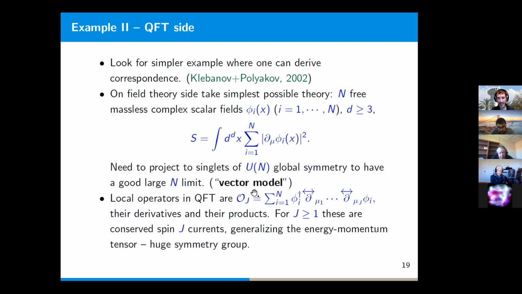It turns out that all these currents O_J for any spin J are conserved. For J equals 1, this is just the generator of the U(N) global symmetry. For J equals 2, this is just the energy momentum tensor. But also for higher spin, these are still conserved currents. So this free theory, maybe not surprisingly, has a huge symmetry group with conserved currents of all spins.